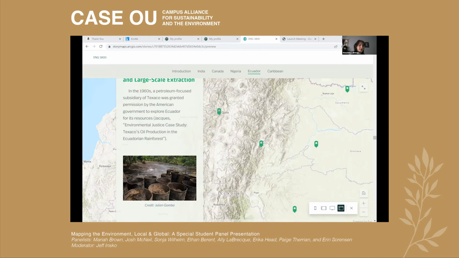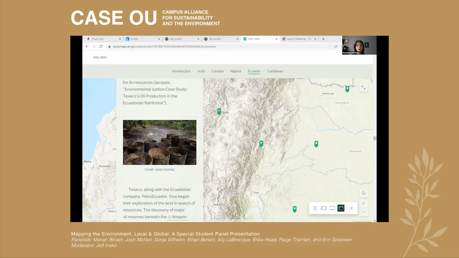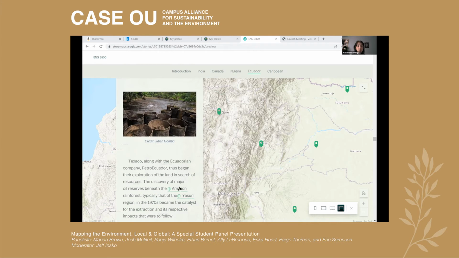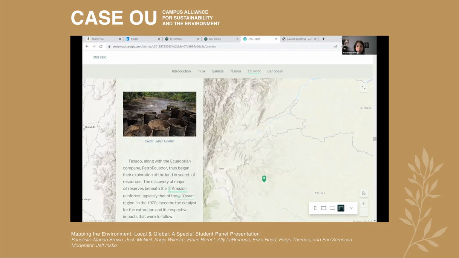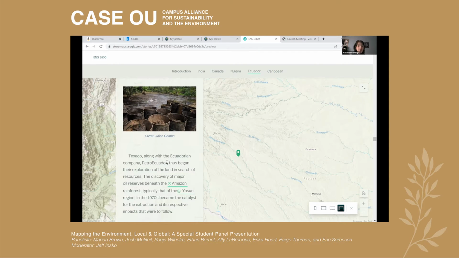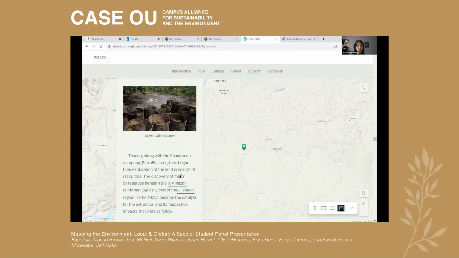And then in the 1960s, this is basically where they took root in Ecuador. So Texaco, which is a subsidiary, was granted permission by the American government to explore Ecuador for its resources, and it worked with an Ecuadorian company called Petroecuador, and that's where they began their exploration of the land. And they discovered major oil reserves in the Amazon rainforest. And I'm just going to take you there super quick, and Erika's going to explore the map in a little bit more detail, but just a little preview. So this is basically where they found a lot of major oil reserves, typically that of the Usuni region. We will also be talking about that a bit later.